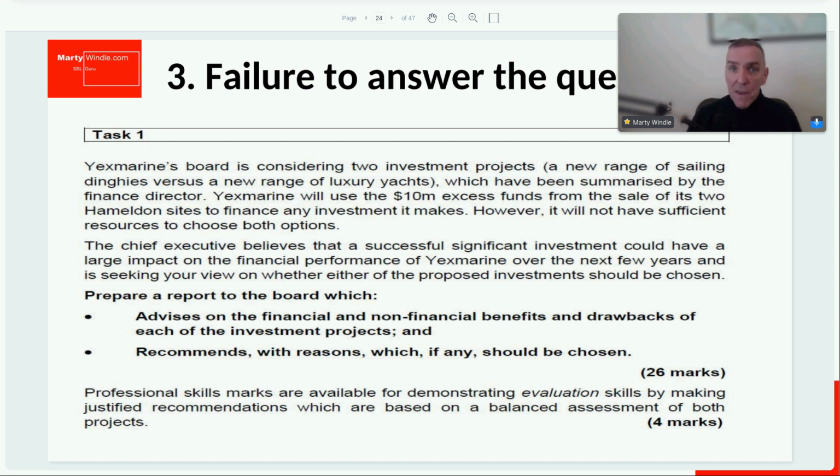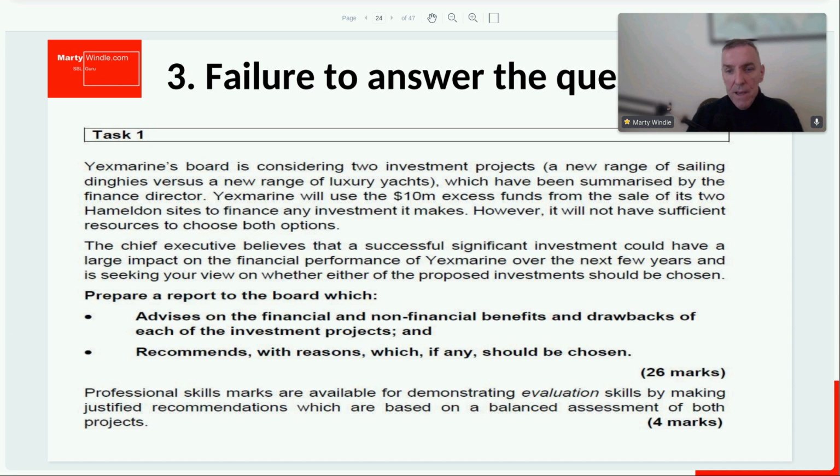And then recommend with reasons. So that's like another thing you've got to do, right? Recommend with reasons. So you've got to do a recommendation. So that's the 9th thing. Then you've got to have reasons for the recommendation. If it says 'if any', it always means you must do it. So recommendation with reasons, that's another requirement.